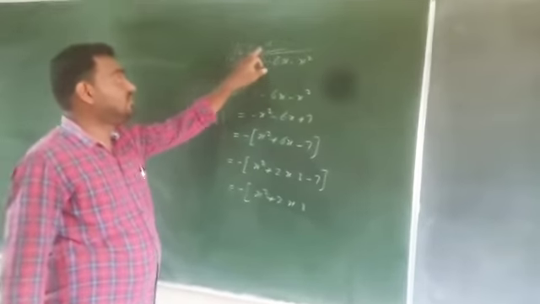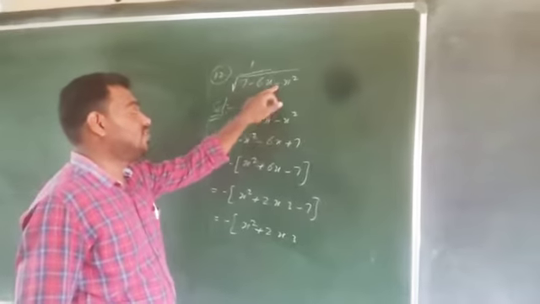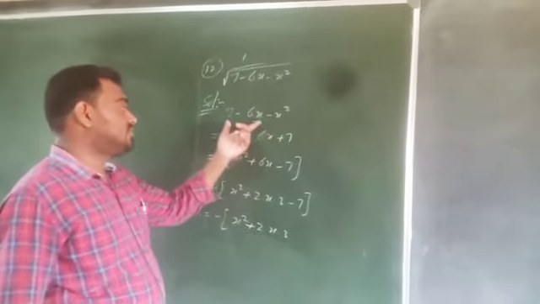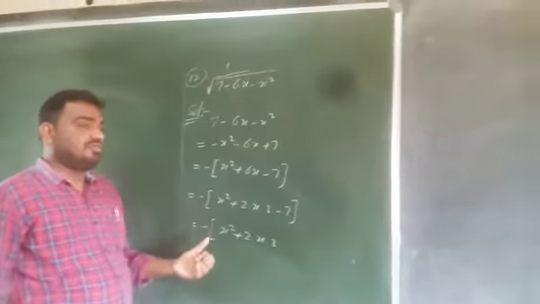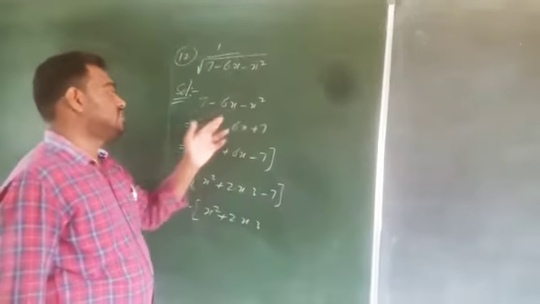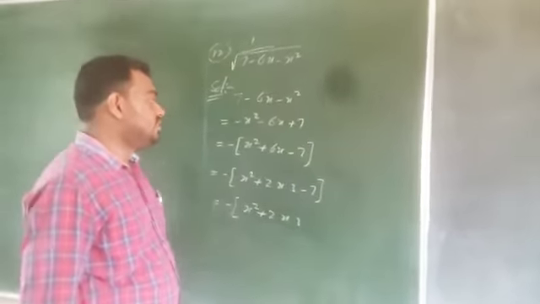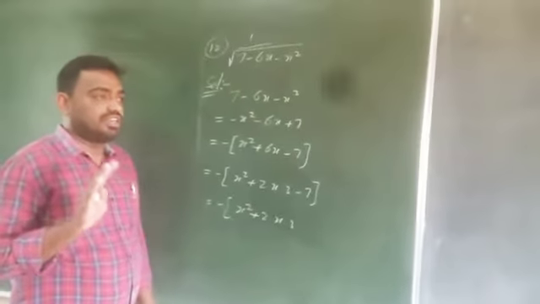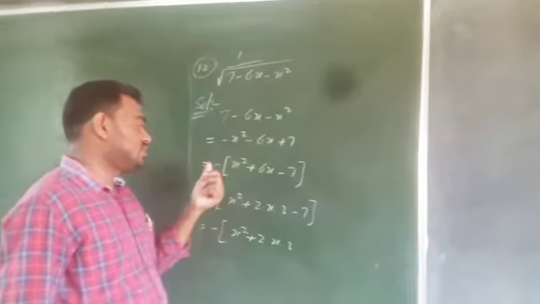12th question, integration of 1 by square root of 7 minus 6x minus x square. First of all, I convert this into a into x plus alpha whole square plus or minus beta square. So first I write minus x square, then minus 6x plus 7. First step: the x square coefficient we need to take common. What is the x square coefficient? Minus. So I take minus common.